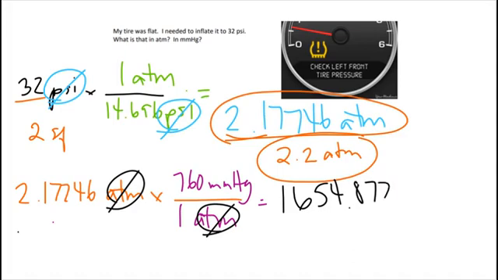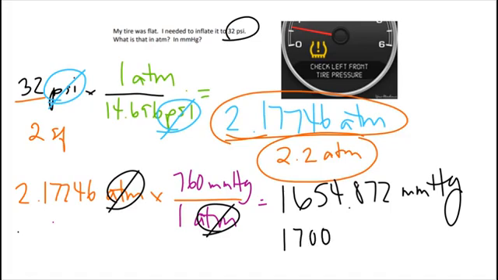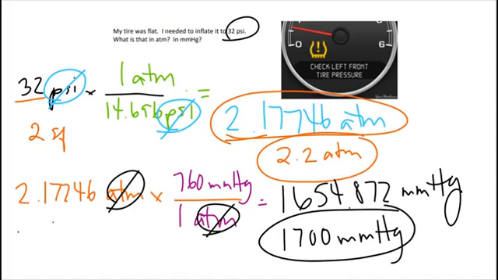1654.872. And again, I need to go back to what did I start with? And I started with 2 significant figures. So this would round to 1700 millimeters of mercury. So hopefully you are understanding the temperature and pressure relationships. Hopefully you are feeling comfortable with the metric conversions and with the introduction to gases and gas properties.